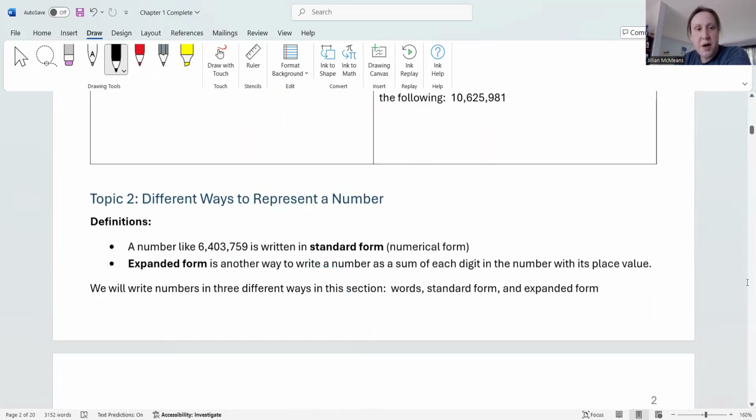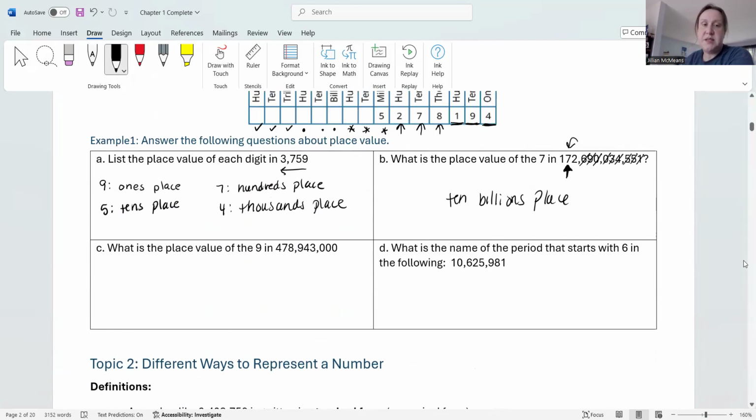All right, part C. Part C says, what is the place value of the 9 in 478,943,000? Well, starting from the right and moving left, we have ones, tens, hundreds, thousands, 10,000s, 100,000s. So again, starting from the right, it's ones, tens, hundreds, thousands, 10,000s, and finally the 9 is in the 100,000s place.